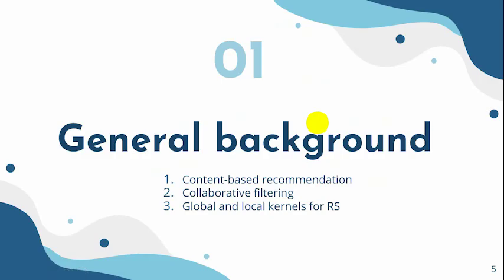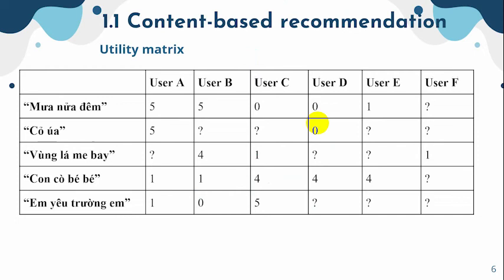Okay, now we will go into details about background related to each model. I will talk about background related to content-based recommendation. Over here we see a matrix called the utility matrix. The rows of this matrix are items and the columns are users, and the numbers represent the ratings, and the question marks represent missing ratings, and our group will predict these missing ratings.